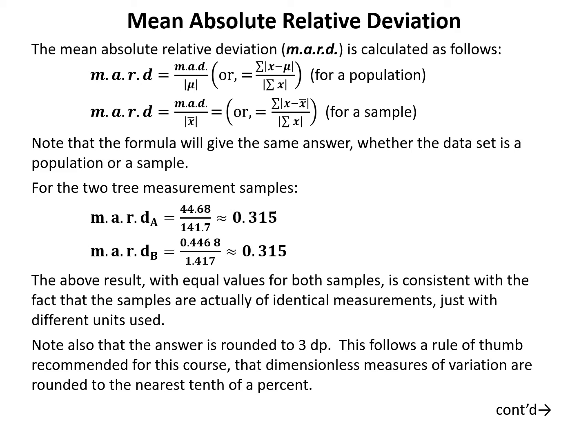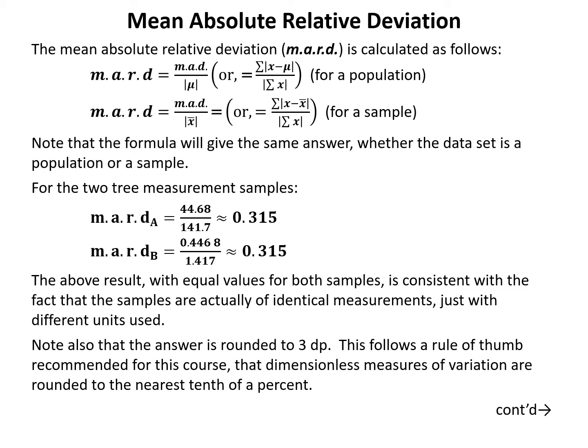Now, another issue that should be mentioned is one particular problem with the MARD: if your population or sample mean happens to equal 0, which could be the case if you have a data set with negative and positive values, there's always the possibility that you could have a mean of 0. And if that is the case, then you would be dividing by 0 in calculating the MARD, and so the MARD would become undefined in that particular case.